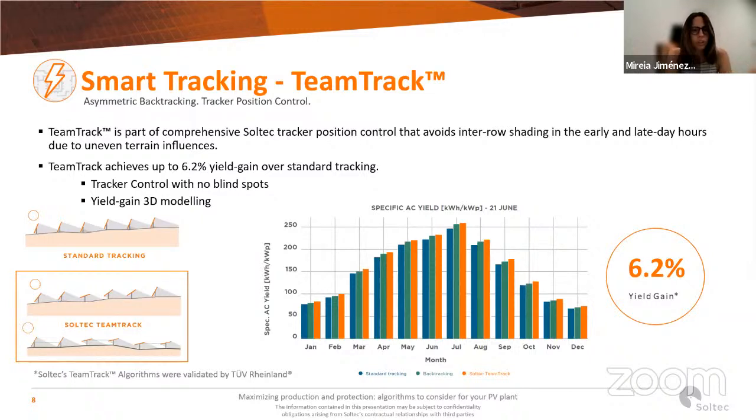The results for the case of a regular terrain in the Mediterranean latitudes are presented here. For example, three strategies of backtracking have been analyzed with Tube Rayland to get the results that you can see here. So Tube Rayland verified that our algorithm obtained 6.2% more energy than standard tracking in regular terrains and average latitudes. And the optimization compared to the standard backtracking, it's 2.3%.